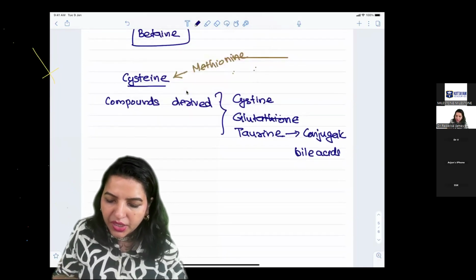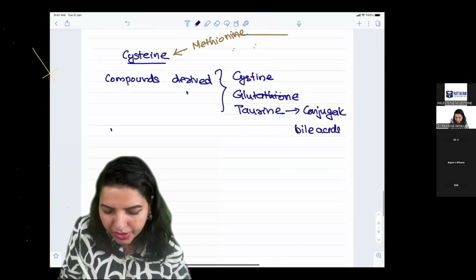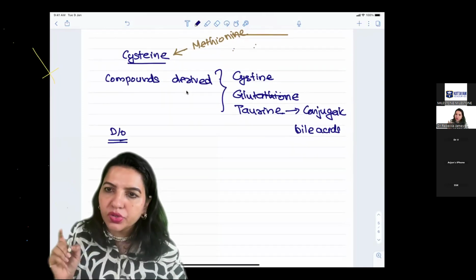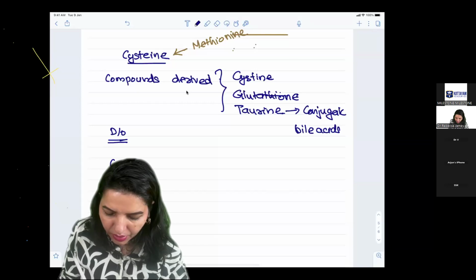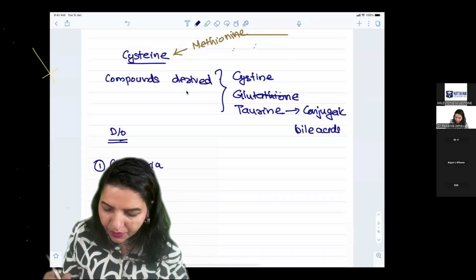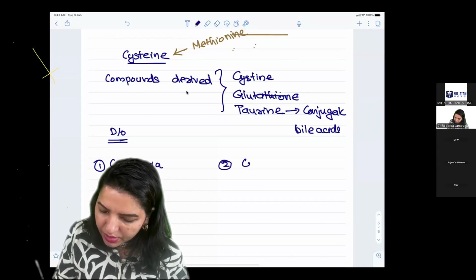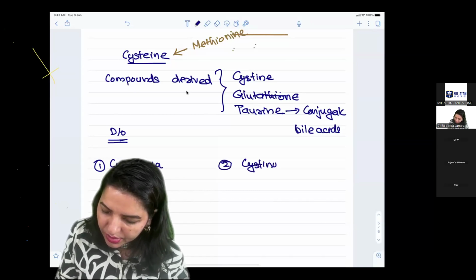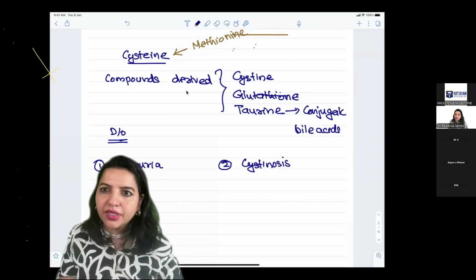Now we are going to see some disorders associated with cysteine. Only two disorders. One is cystinuria. This is the most important thing that you should learn. Cystinuria. And one more is cystinosis. Just to understand the difference, that is enough.